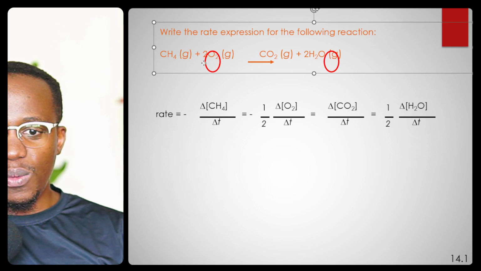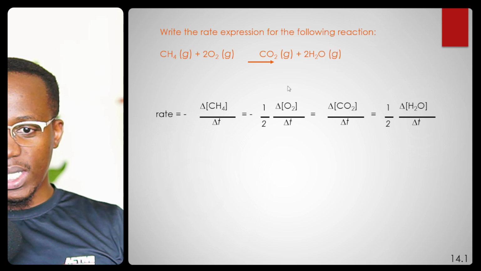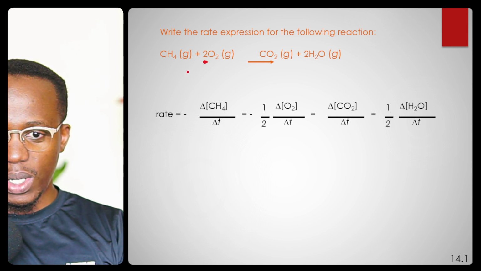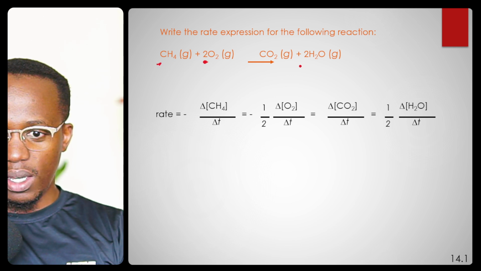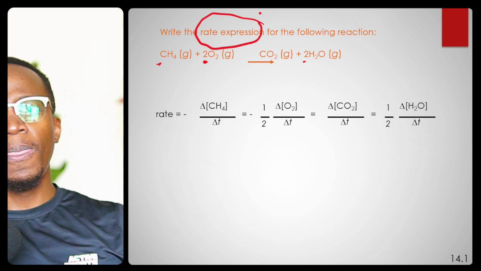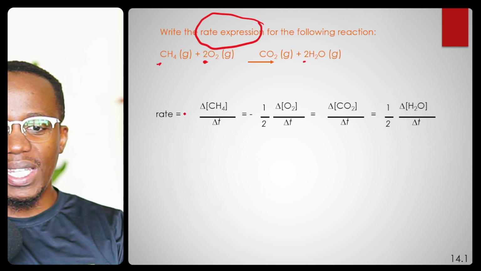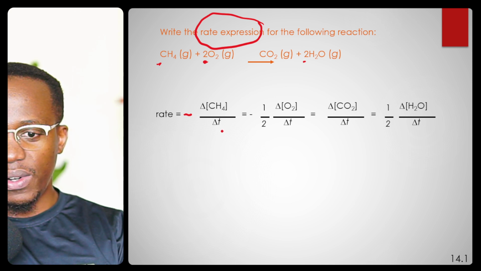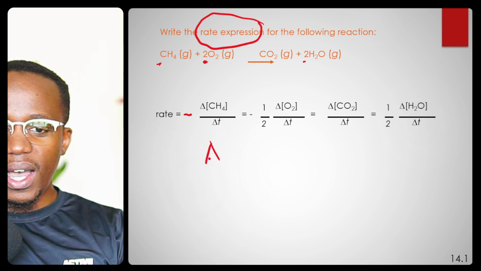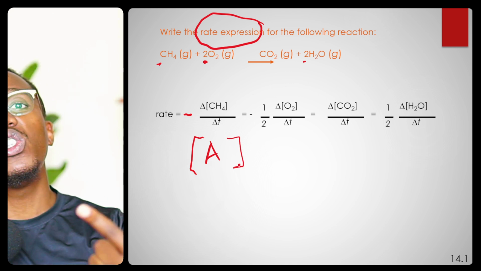So I can ask you, what is the rate expression of this reaction? Notice that we have 1 here, then 2 here. So the rate of the reaction, now we know about the rate expression. If I ask you what is the rate expression, it will be the negative delta CH4 over delta t. By the way, if you didn't know, if I have A as a chemical, the brackets around A mean the concentration of A.